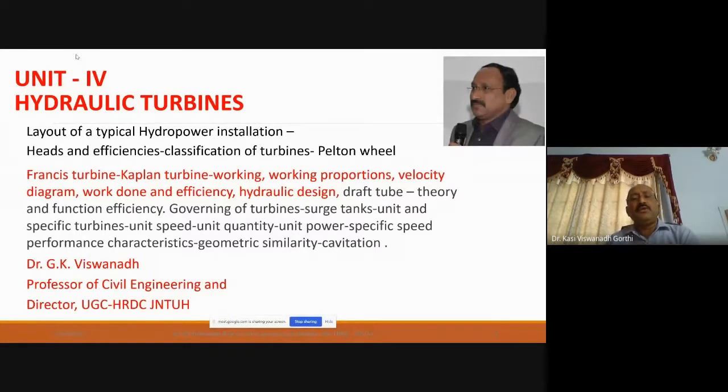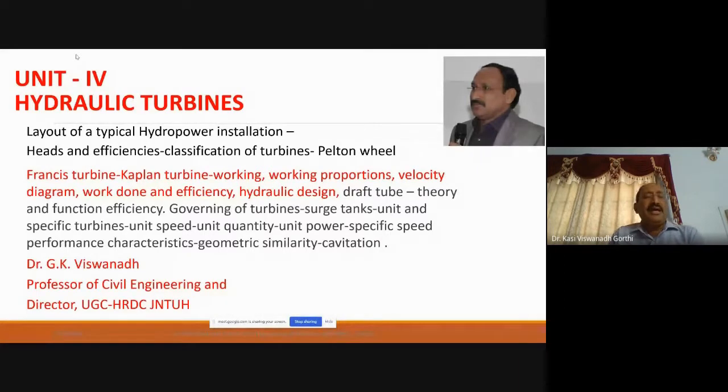In the second module in hydraulic machines, we discussed the Pelton wheel, which is an impulse type high head turbine, the working of the Pelton wheel, working proportions of the Pelton wheel, and velocity triangles for the Pelton wheel at inlet and outlet. Then the discharge equation, work done, and the condition for maximum efficiency, and also the hydraulic design of the Pelton wheel turbine. Also, we worked out two problems relating to that.